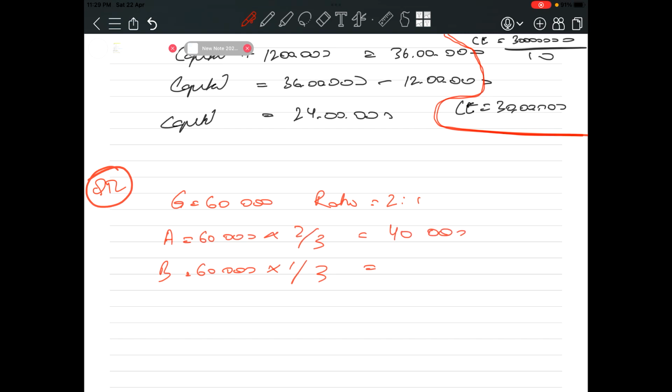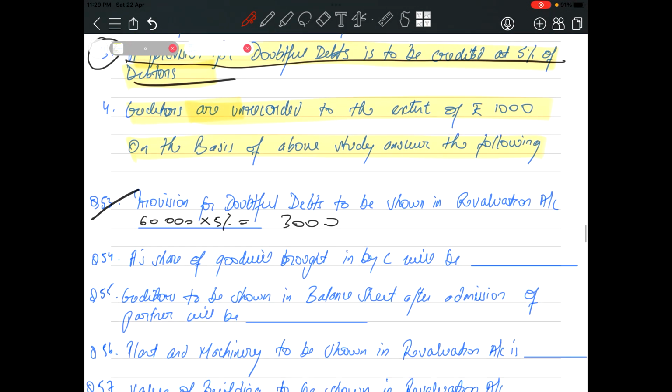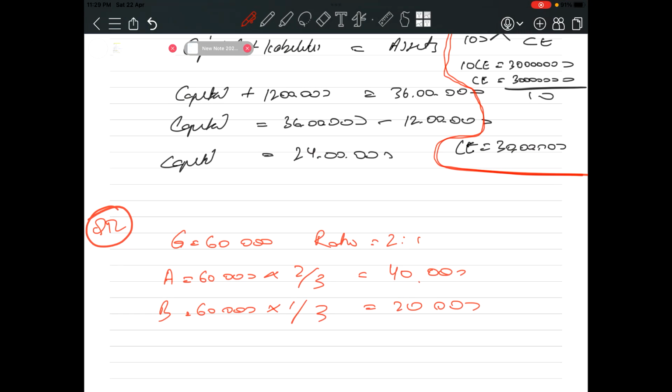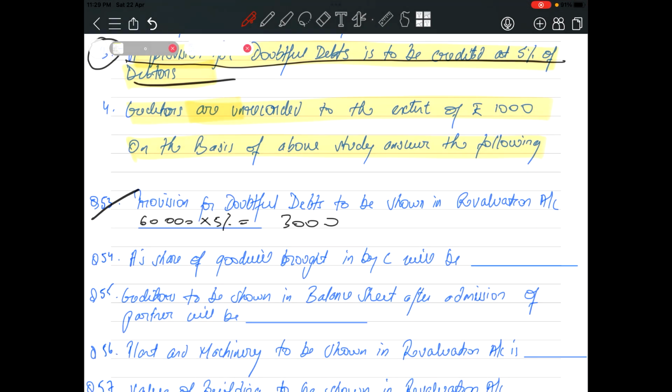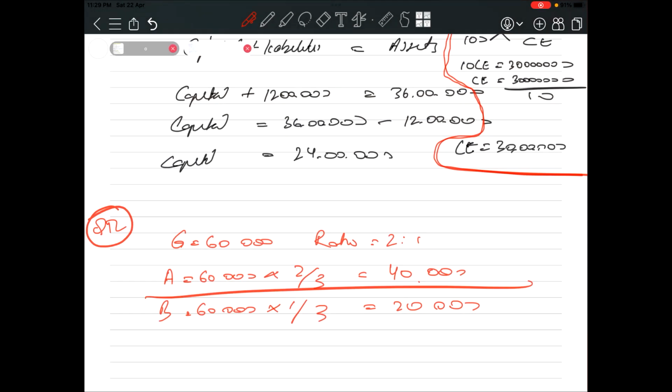40,000 and 20,000. Okay, so what was the requirement of the question? A's share of goodwill brought in by C. What will be A's share of goodwill? It will be 40,000. Simple, right? The answer will be 40,000. Okay, simple and easy. You want to note this, you can note this down.